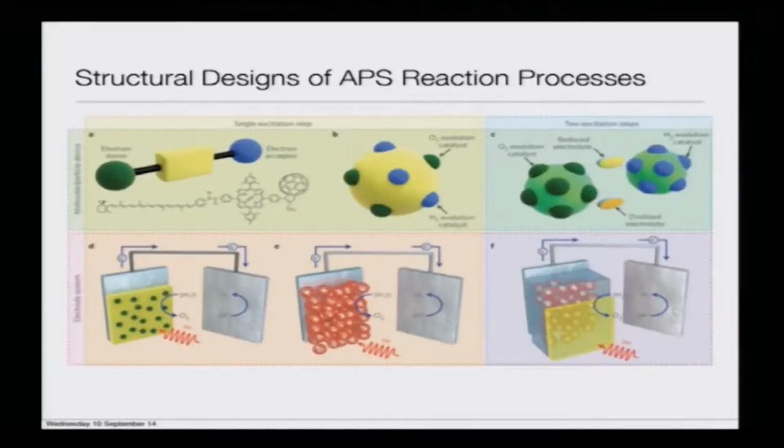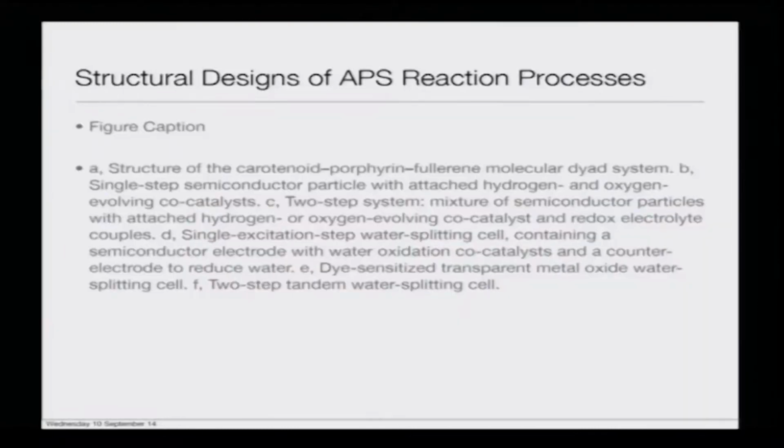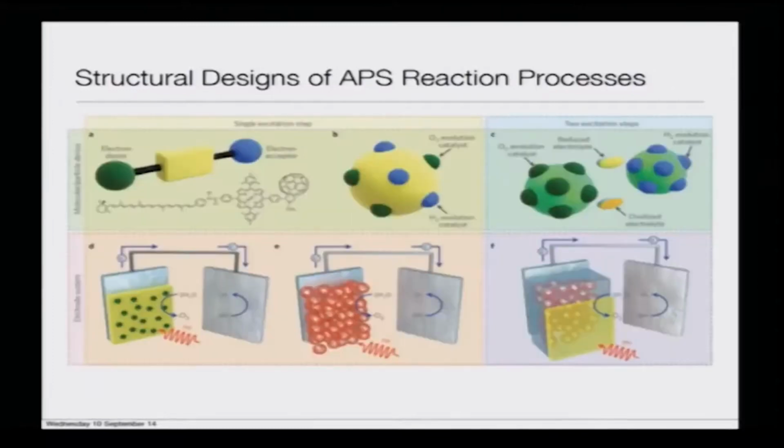Now, if you have to emulate these kinds of photosystems, next I am coming to the structural designs of APS reaction processes. So, what you need essentially is, if you see the first picture, which is A and B, we will talk about the structure of the carotenoid, porphyrin and fullerene molecular triad system, which is basically this one: carotenoid, porphyrin and fullerene. So, you have the carotenoid, you can see the long stretch, long tail molecule at A. Then you see the porphyrin, which is the same kind of molecule as your chlorophyll, and you have the fullerene ball on the other side.